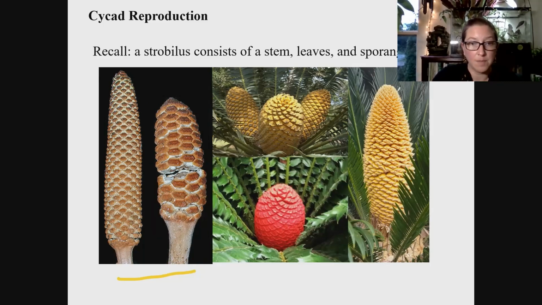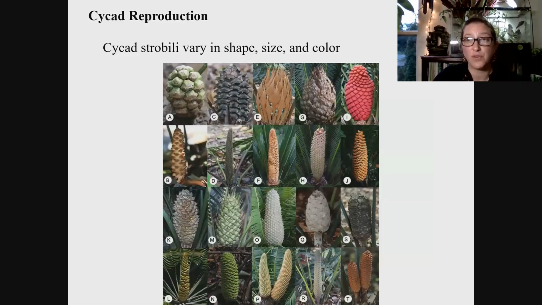Both of them have a stem. And these little brown things, believe it or not, are weird leaves. Same goes over here. And the ovules will be located on the leaves over here, whereas the microsporangia will be all the little yellowish, pale colored stuff you see in between the leaves there. There is a lot of diversity in cycad strobilus shape. They could be different colors. They can be different sizes. Depends on the species.